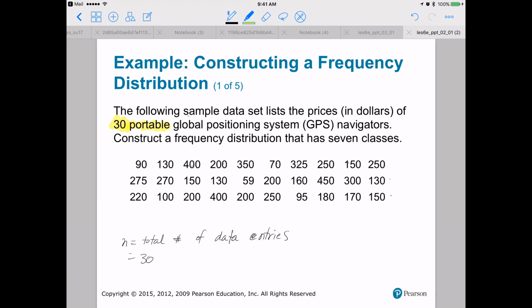So how much do GPS navigators cost? You can buy them online. Maybe you have them on your cell phone, right?